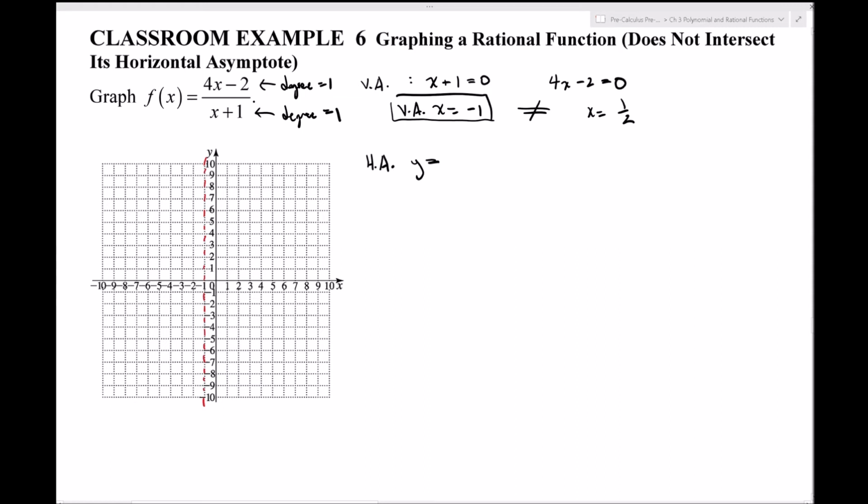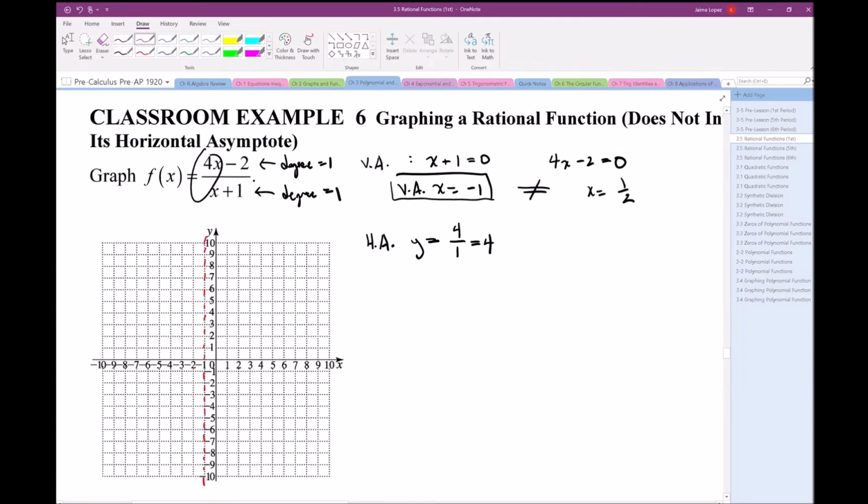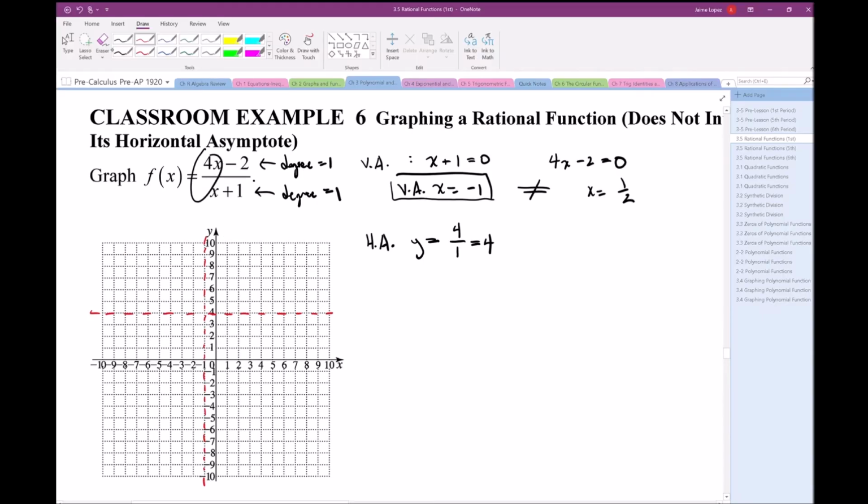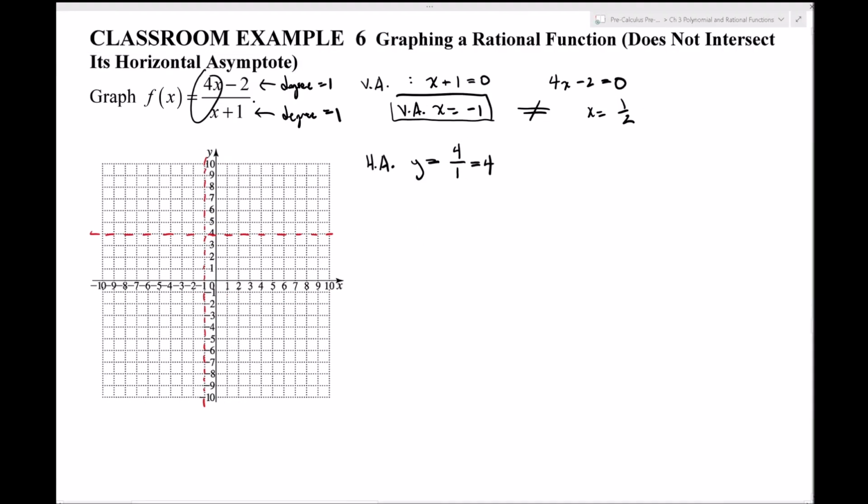What are the leading coefficients? On top it's 4, on bottom it's 1. 4x minus 2, 1x plus 1. So the 1 in front here that we don't see, that's the leading coefficient, 1. So it's 4 over 1, and you divide those two numbers, in this case 4. So then I'll draw that. Y is equal to 4. This is horizontal. It's going to cross the y-axis at 4, the horizontal line that is, not the function. The function will not cross there. And those are my two asymptotes.